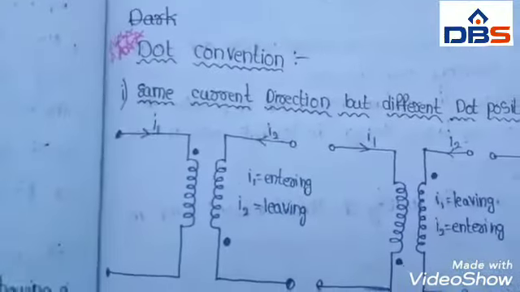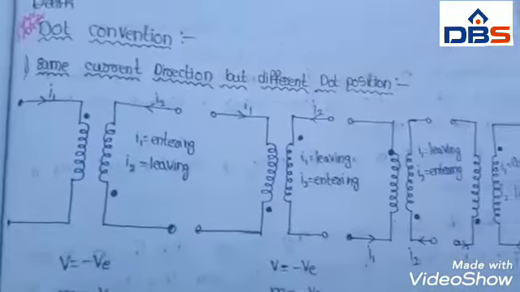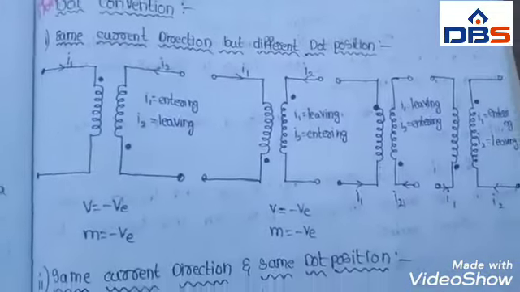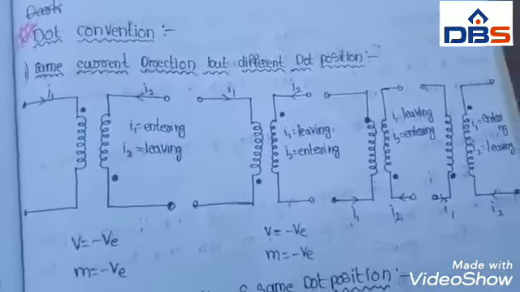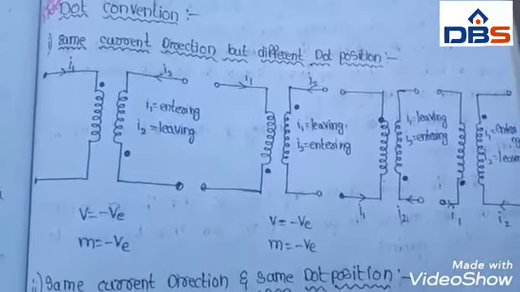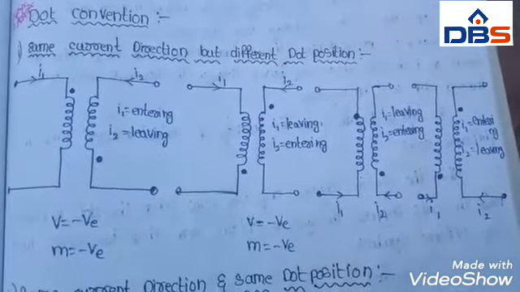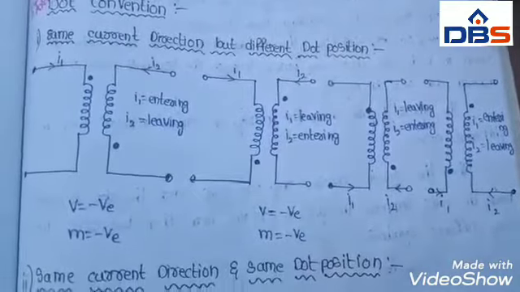Another important concept is the dot convention. Already in the mutual inductance concept I told you about the dot convention. Depending upon the dot convention, the mutual induction will occur on both coils. So how will it occur here?